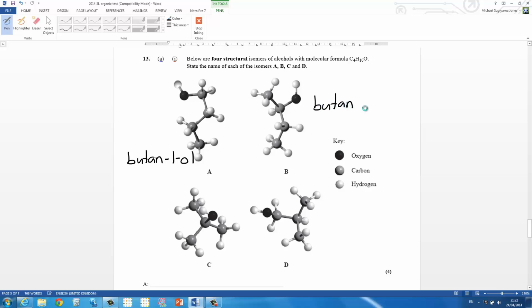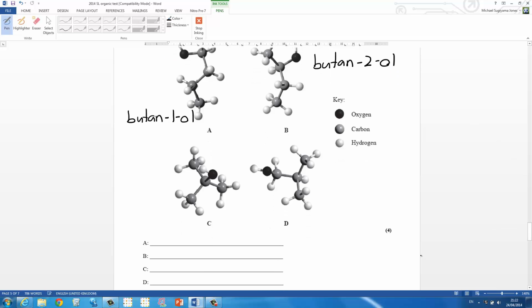Moving on to B, the longest chain is butan again, but this time the OH group is on the second carbon, so it's butan-2-ol. Moving down to C, the longest chain is propan, and the OH group is on the second carbon, so it's going to be propan-2-ol, but we have a methyl group right here, so it's 2-methylpropan-2-ol. That's 2-methylpropan-2-ol.